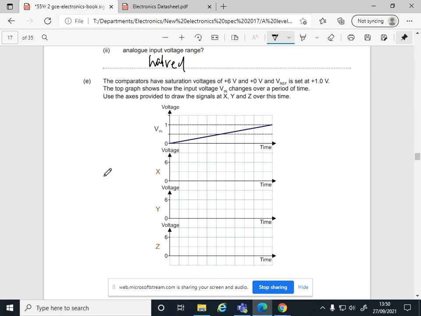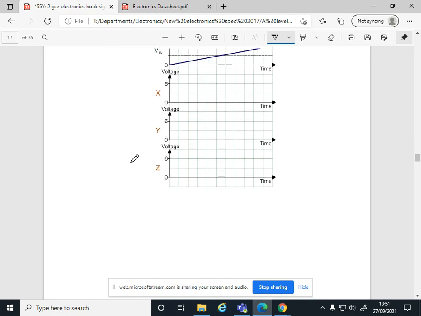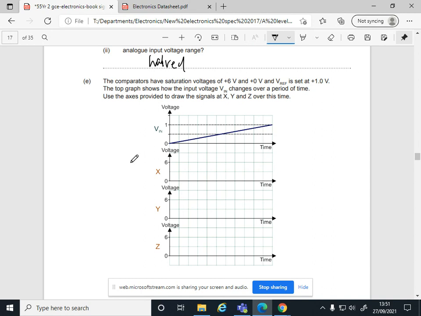Right, this one, where is it? The comparators have a saturation voltage of 6 and 0, so we need to go to 6 and 0. The reference voltage is set to 1, so that's telling me my resolution is a quarter of a volt now. Hope that makes sense. And then obviously we want to change, so which one goes first? X is going to go first.